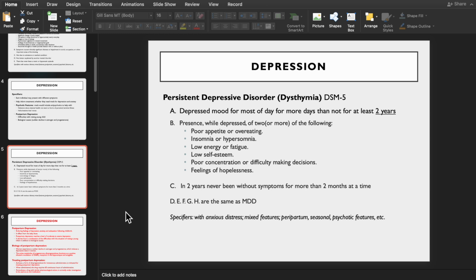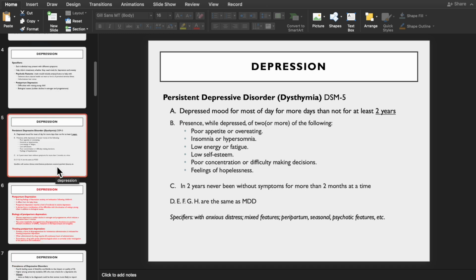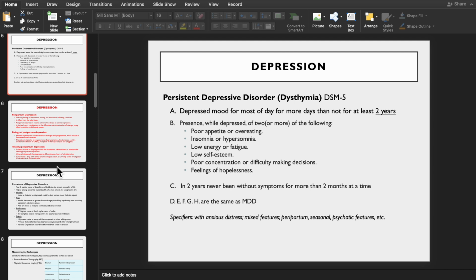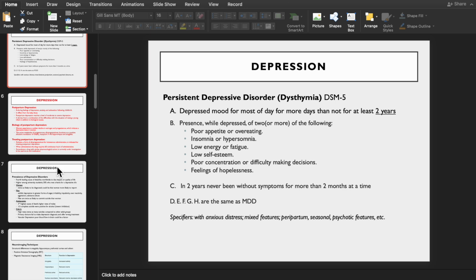Same specifiers. So the difference between this and major depressive disorder is that this is going on for a really long time. Some people might have major depressive disorder, have it for 2 weeks, have it for 6 months, and then be done with it. As soon as it reaches 2 years, because they've had consistent symptoms, then it becomes dysthymia, persistent, right? It's persistent depressive disorder. It's not going away.